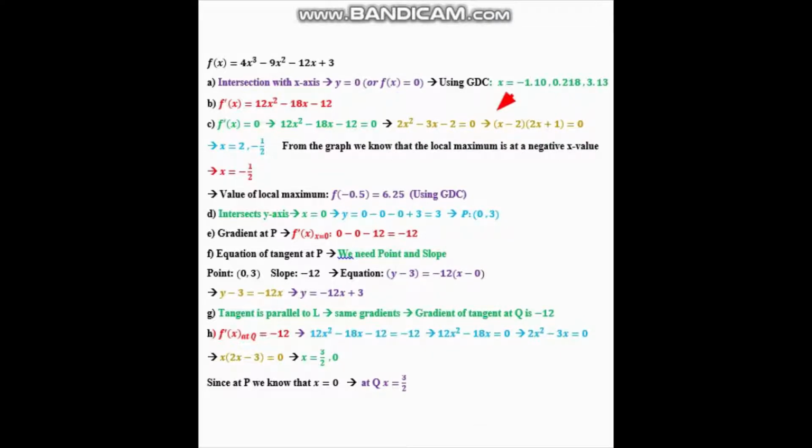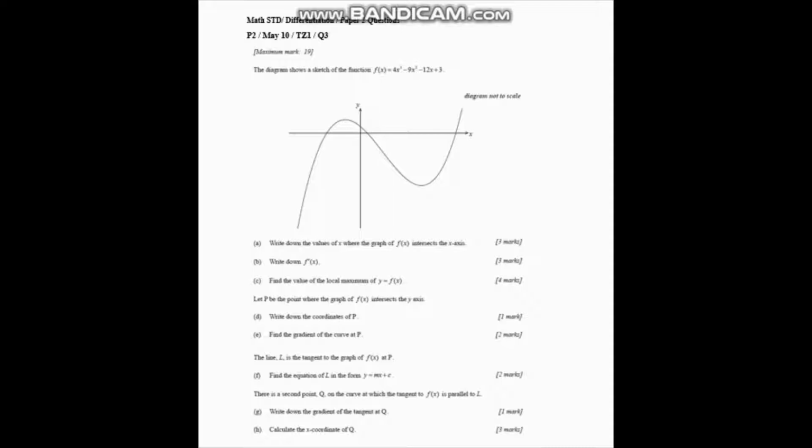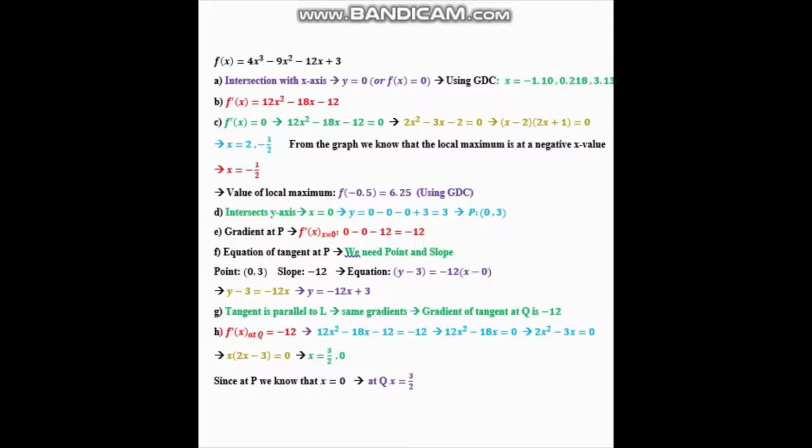Next, I'm required to find the equation of L, which is the tangent to the graph of f of x at P. So to get the equation of the tangent, we need a point and the slope. We know that the slope at P is negative 12 and that the point is 0, 3. So we plug these values into the point slope formula and we simplify and take the 3 to the other side, obtaining this final form of the equation: y equals negative 12x plus 3.